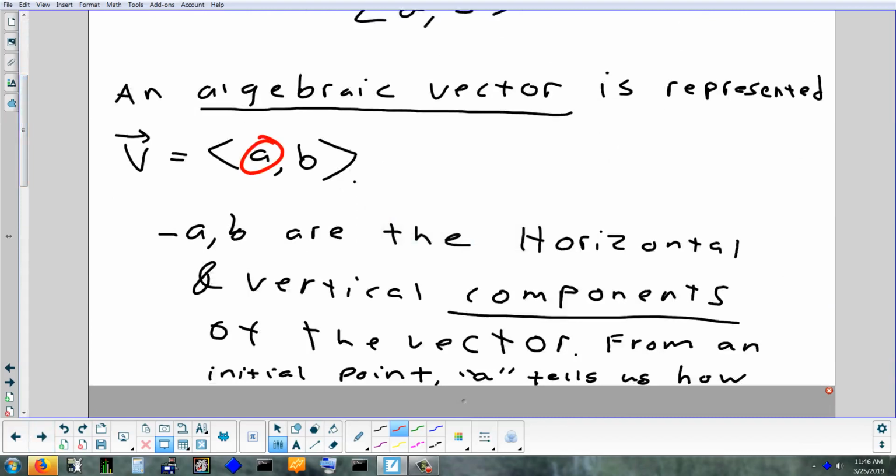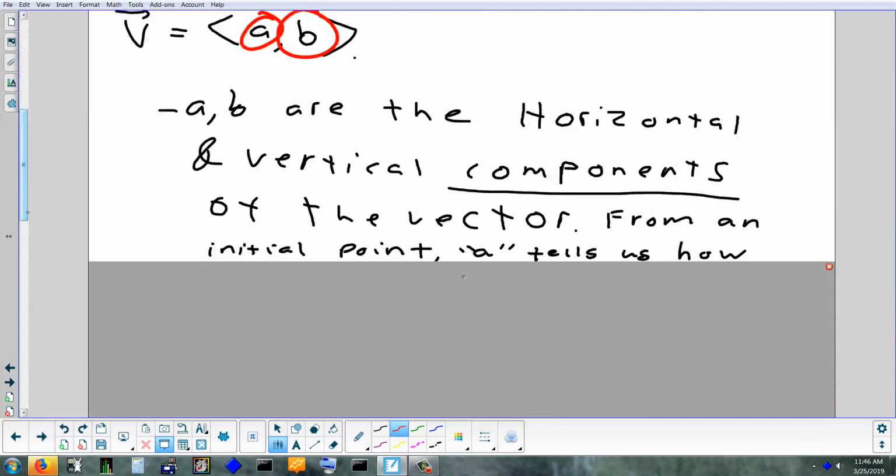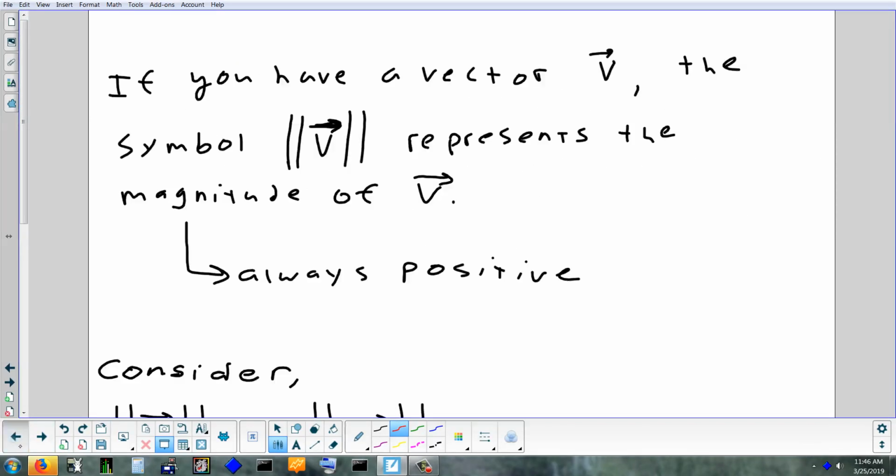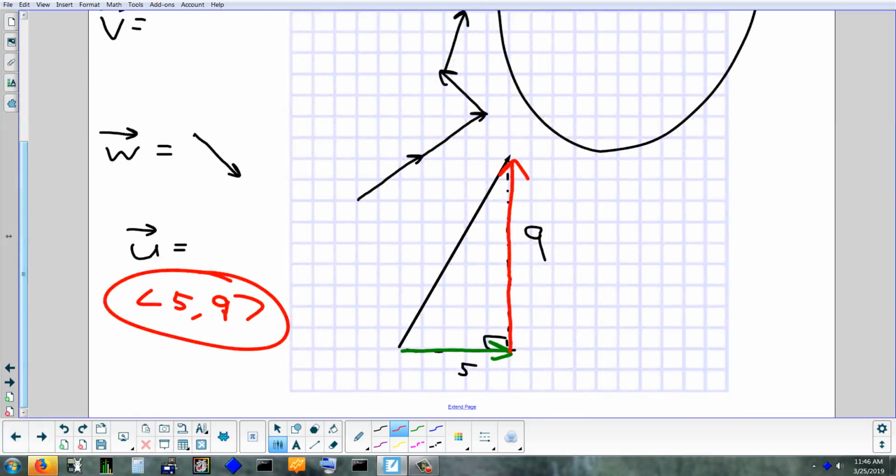So what you can do is think of A and B as like directions. They tell you from a starting point, from an initial point, how many units left and right, and how many units up and down you have to go to get to the terminal point. So yeah, I'll come right back to that. If you look at this one, 5, 9, that tells you start somewhere, go 5 units right, go 9 units up. 1, 2, 3, 4, 5, 6, 7, 8, 9. Draw your vector. There it is. That's the vector that I just had in black. So the 5 and the 9 are like directions, horizontal and vertical.